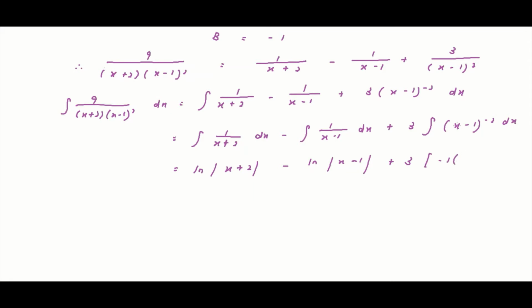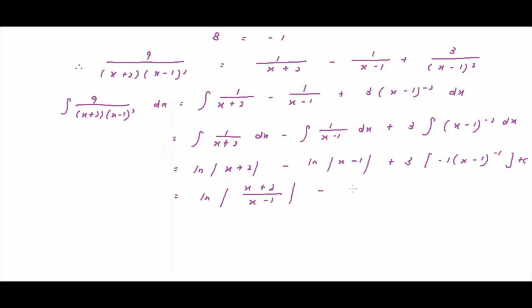Then when you divide the whole thing by your derivative, which is 1, you get exactly the same thing. So here it becomes power negative 1. Okay, and don't forget you have a 3 outside. So the whole thing plus c. So now you can combine these two together. So ln x plus 2 over x minus 1.